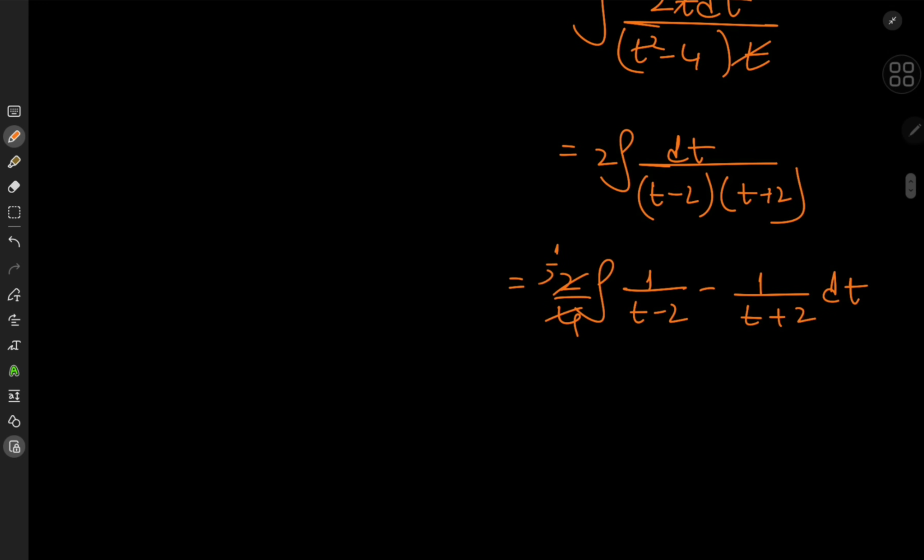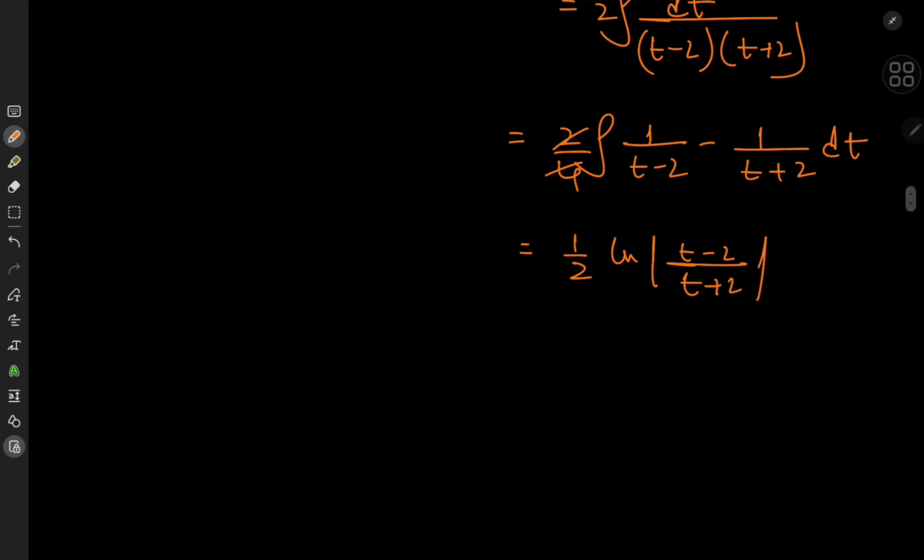We have 1/2 outside times a couple of straightforward integrals that can be solved using logarithms. So we have log absolute value t minus 2 minus log absolute value t plus 2, or using log properties, we have log absolute value t minus 2 over t plus 2. Okay, cool.